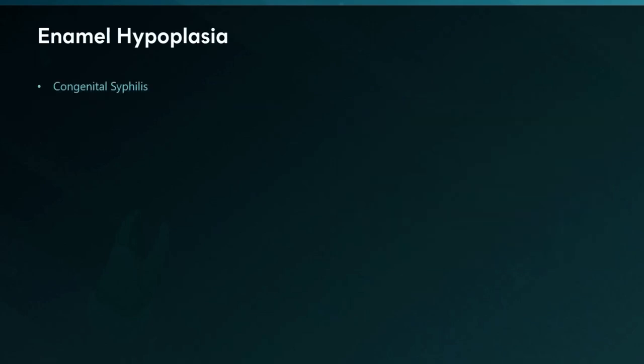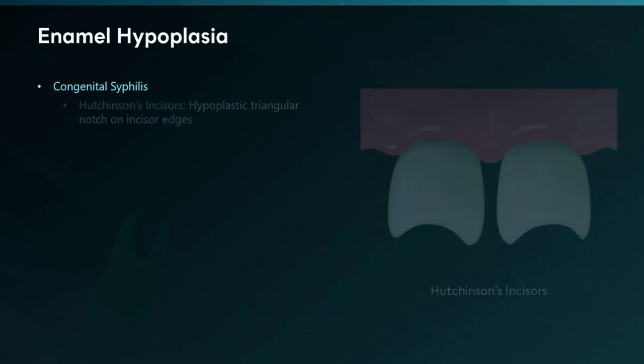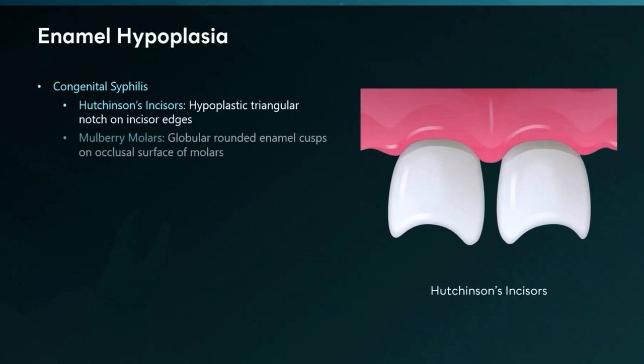Another form of enamel hypoplasia is associated with congenital syphilis. This is a condition transmitted from an infected mother to her unborn child. There are two distinctive dental manifestations of congenital syphilis: Hutchinson's incisors and mulberry molars. Hutchinson's incisors are characterized by a hypoplastic triangular notch on the incisors' edges, and mulberry molars exhibit a globular rounded enamel cusp on the occlusal surfaces of the molars.